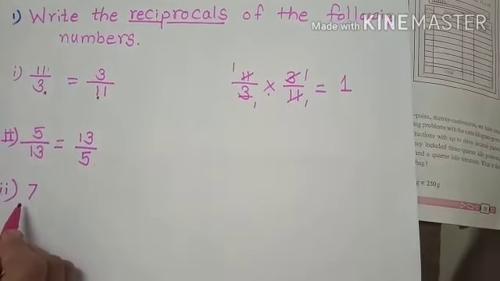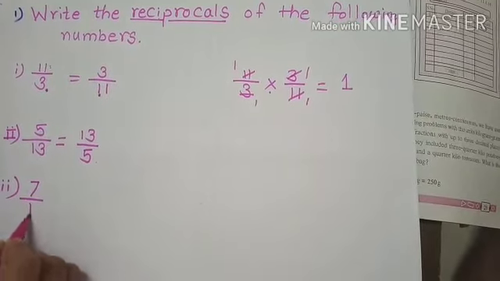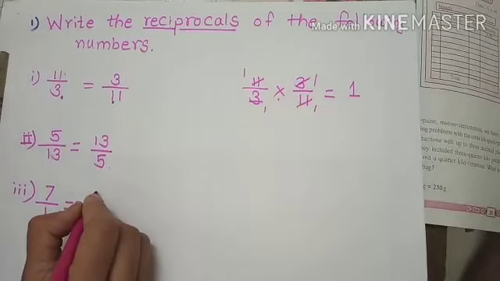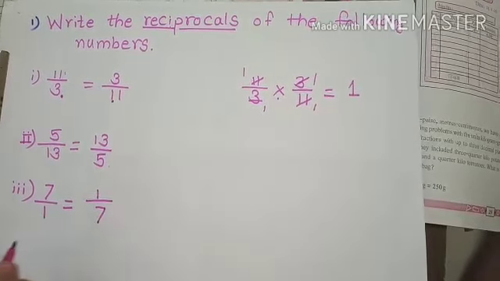We know that denominator of 7 is 1. So reciprocal of 7 is 1 upon 7.